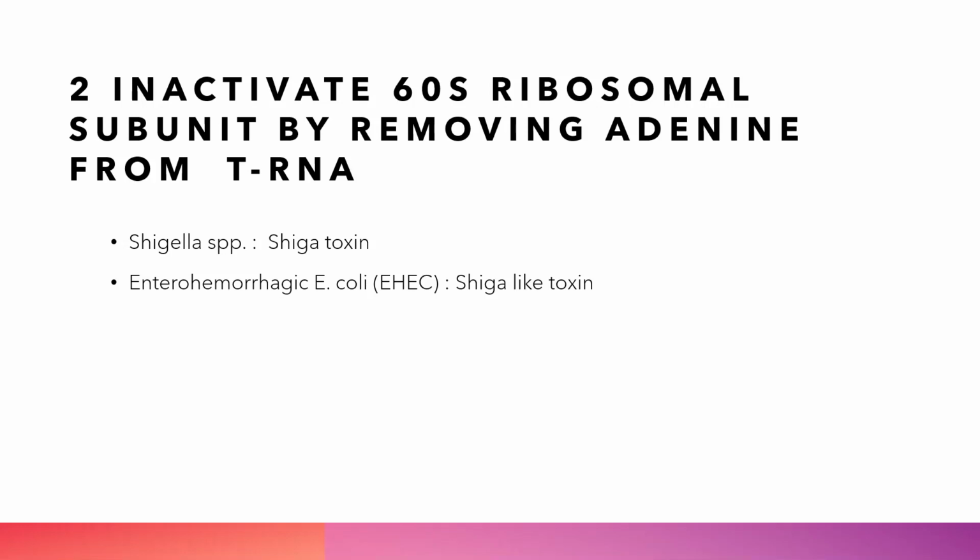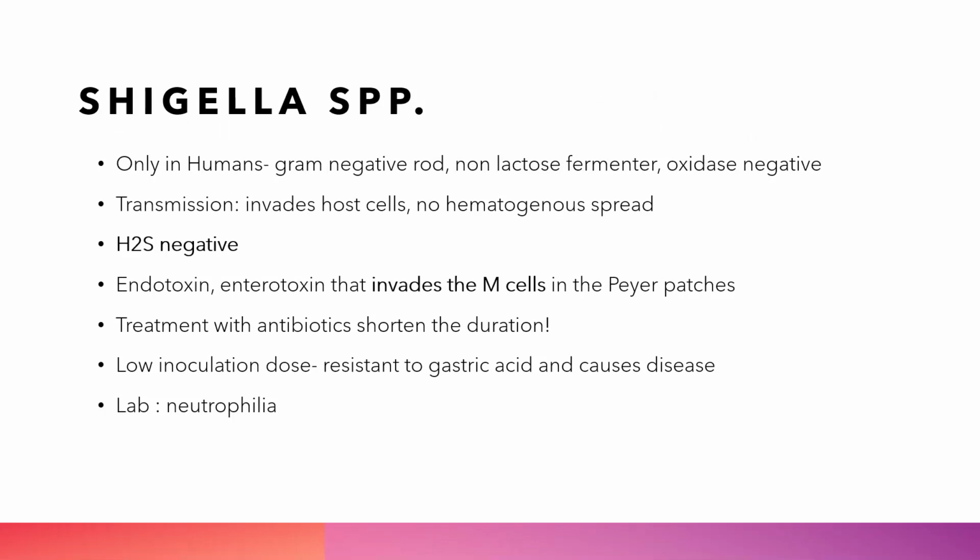So the side effects of these two toxins are going to be very similar, but let's start with Shigella. Shigella is only in humans. It's a gram-negative rod, a non-lactose fermenter that's oxidase negative. The transmission is that it will invade the host cell, so it passes from cell to cell, but there's no hematogenous spread.